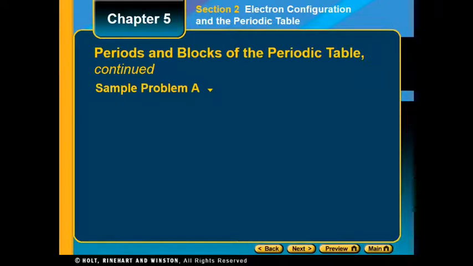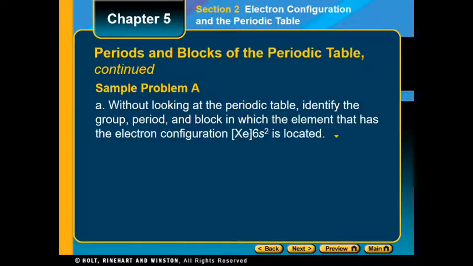Okay, we're going to be working out several sample problems as we go through these right here. Now this does say without looking at the periodic table, but for this test you'll have a periodic table. It wants you to identify the group, period, and block in which this element with that noble gas configuration is located. So here's the thought process I would be going through to try and figure this out.